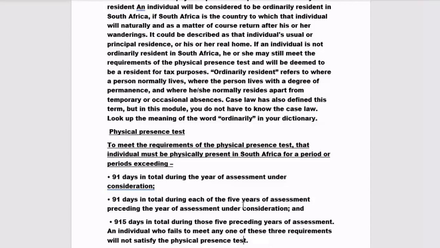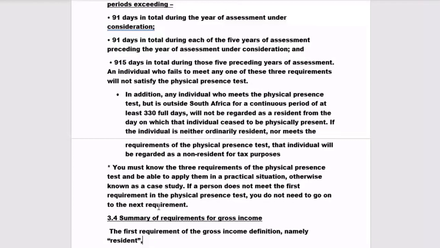Right, let's look at what the physical presence test says. It says that to meet the requirements of the physical presence test, the individual must be physically present in the country for a period exceeding 91 days in total during the year of assessment under consideration, which is a 12 month period, and 91 days in total during each of the 5 years of assessment preceding the year of assessment under consideration, and 915 days. My apologies for that. Or 915 days in total during those 5 years preceding the year of assessment.